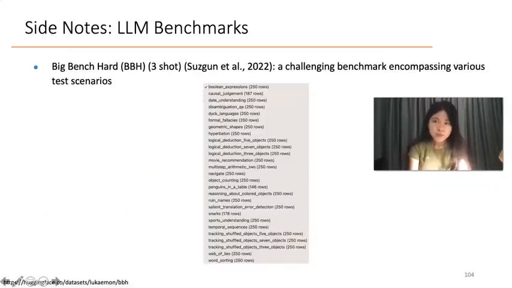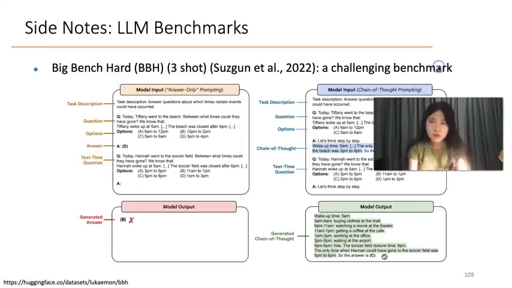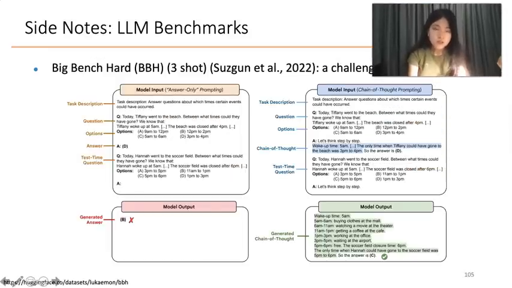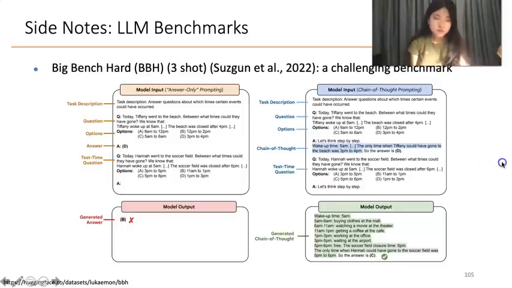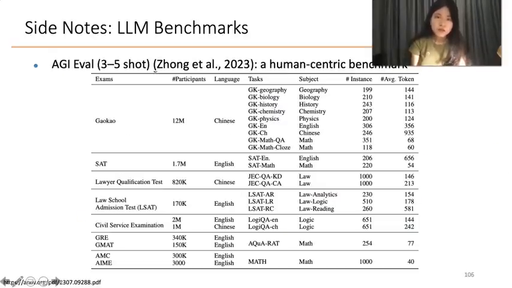And BBH, Big Bench Hard, is a challenging benchmark encompassing various test scenarios. Not only does Big Bench Hard support the standard answer-only prompting, it also asks for chain of thought prompting, so it's a pretty hard benchmark. And AGIEval is a human-centric benchmark. It features data from exams, including the Chinese Gaokao, the US SAT, GRE, GMAT, and similar things.